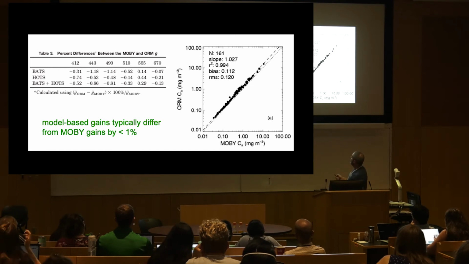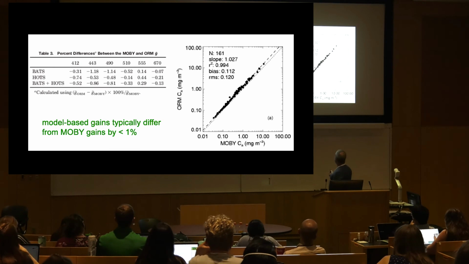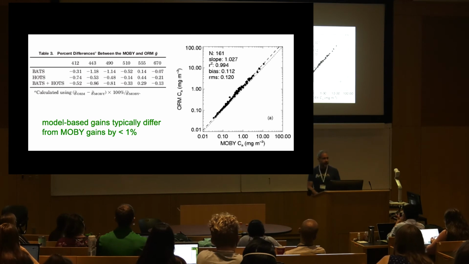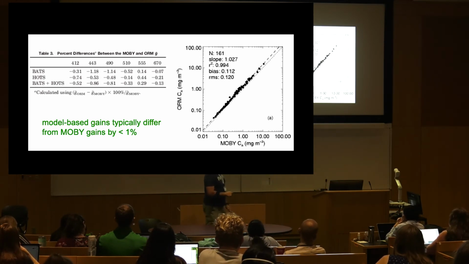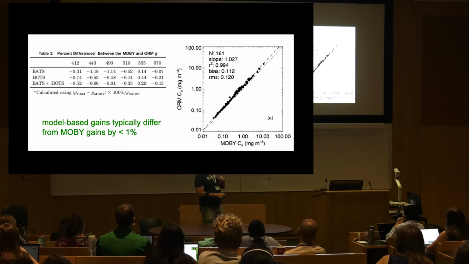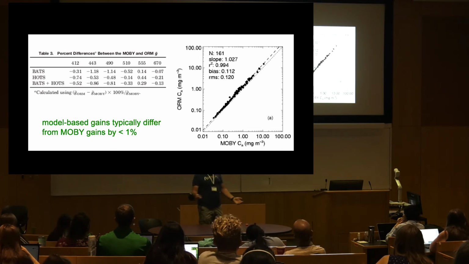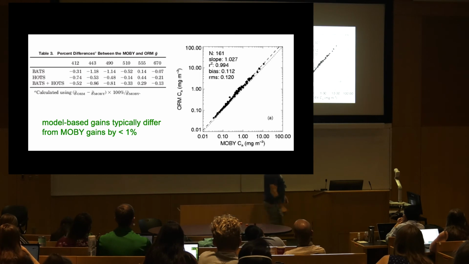What this translates to, if you look at MOBI-derived chlorophyll in our public database versus model-derived chlorophyll, and what I mean here is, if you look at all the matchups that we have and you run the matchups using the MOBI gains, you get one chlorophyll value. If you take all of the matchups we have and calculate satellite-derived chlorophyll using the other gains, you get another value. And you can see that the dynamic range does follow, but there's a little bit of a bias in it, and we'll come back to that in a second.